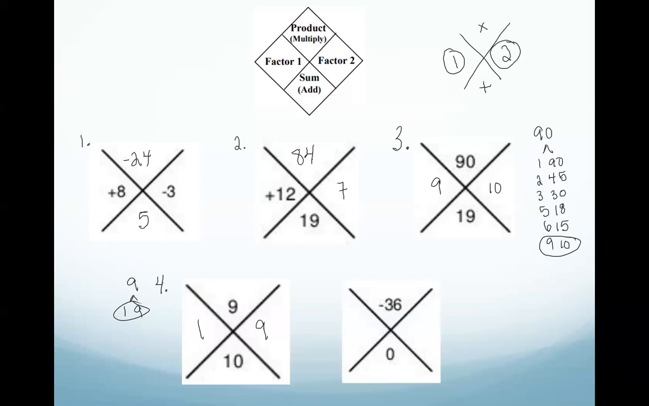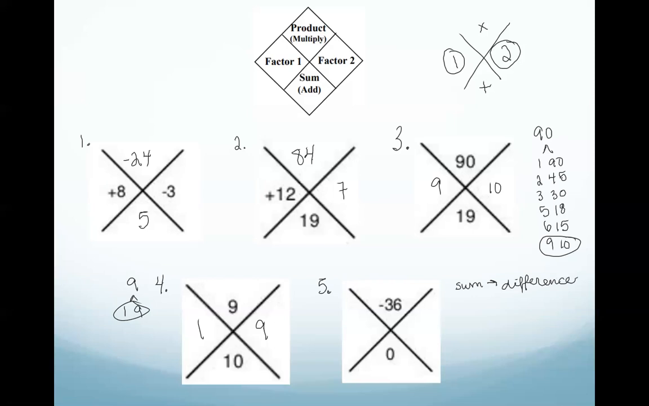And number 5, we want to look at numbers that multiply to -36 and add to 0. Now this one's different. We want them to multiply to a negative number. Well, to multiply to a negative number, one of our numbers has to be negative. So one way that we can think about this is, instead of a sum, we're going to think about this as a difference, because one of our numbers has to be negative.